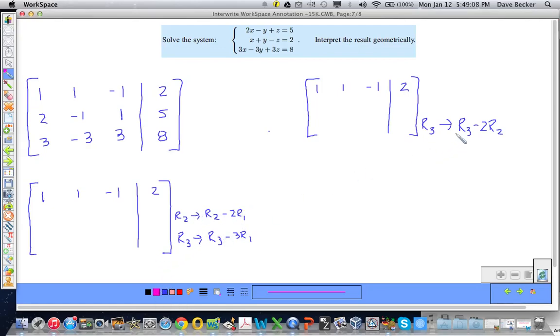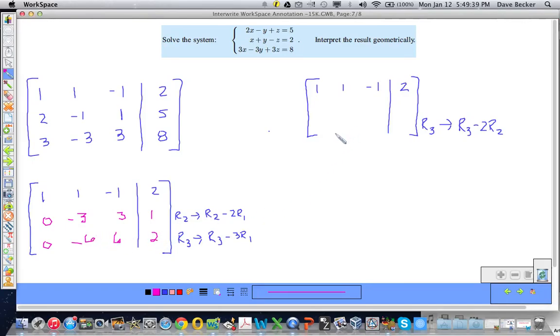I put the row operations here as to what I did, and I'll let you look at those. I'm just going to fill them in the interest of time. If I take R2 minus 2R1, we would have 0, -3, 3, and 1. And for row 3, if I took row 3 minus 3 row 1, obviously to get this to be a 0, then I would have 0, -6, 6, and 2.